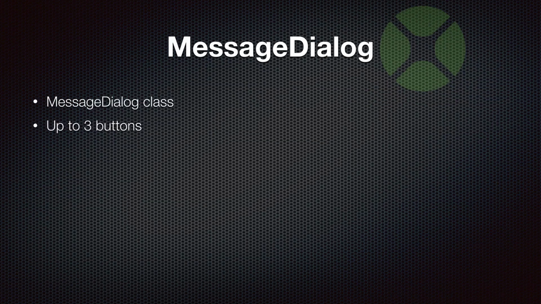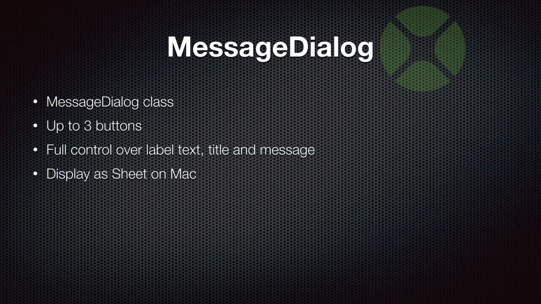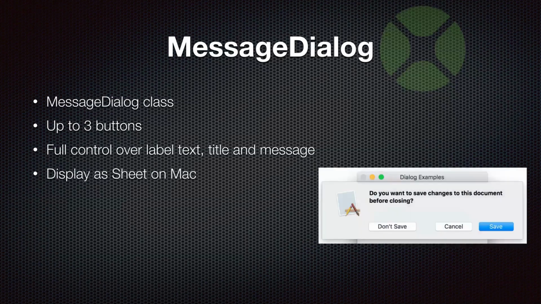This class also lets you have up to 3 buttons, but you have full control over everything. You can change the label text, the title, the message, all of that. And this can display as a sheet on Mac, which is really nice because then your dialog is specific to an individual window rather than your entire app. Here you can see a sheet that's sliding down from a window, and you can see the example of the dialog where it's got a specific description and then some buttons that are nice and specific to the particular information that's being shown on the screen.